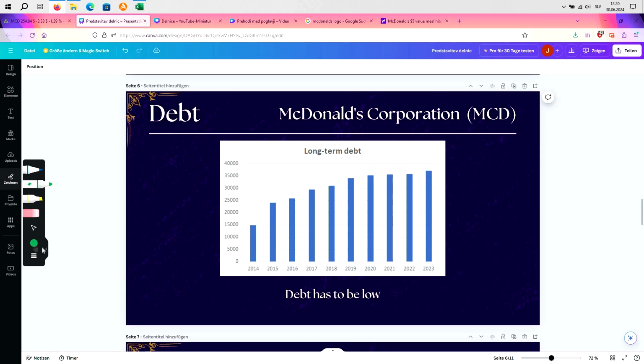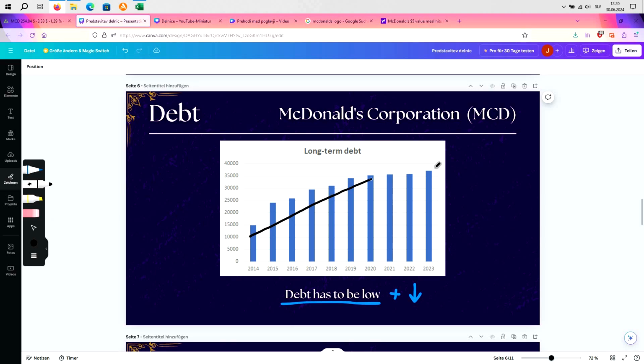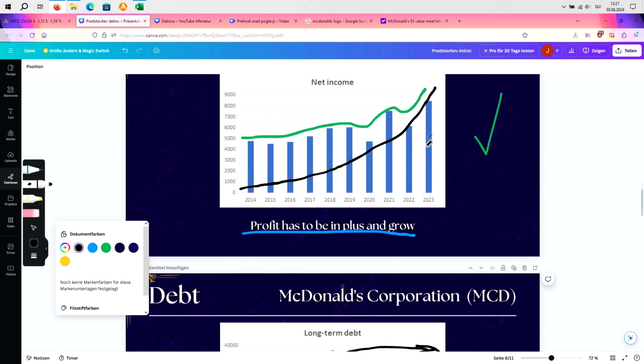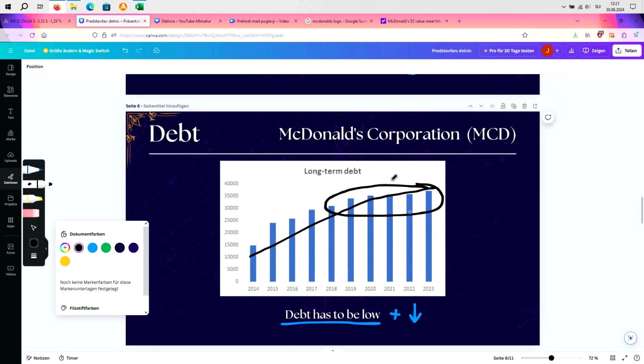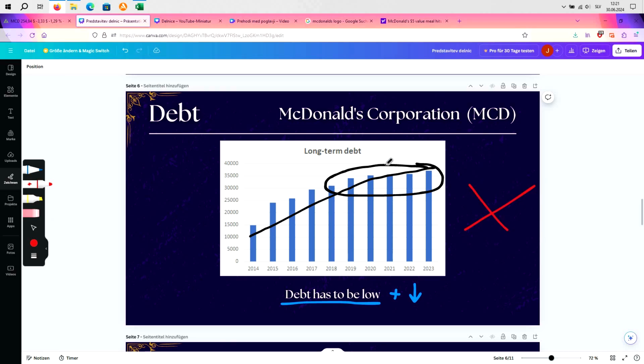And now we come to the debt, and the instruction tells us that debt has to be low and preferably it should also decrease through the years. Now what do we have here? Here we have exactly the opposite. The debt is growing. However, in the recent years, it's kind of being on the same level, which is maybe a good sign, bro, because they are not increasing the debt, but increasing the income. So maybe they are using this debt for more reinvestments and so on to expand the company. But generally, the debt is growing, which is what we don't want to see.